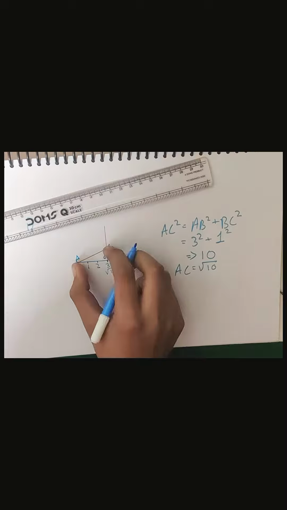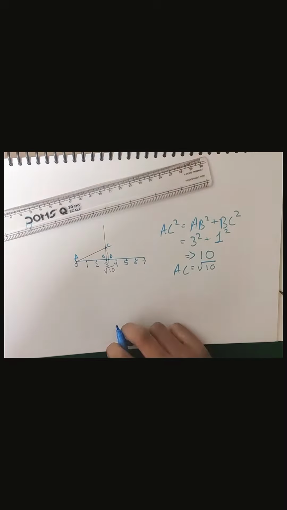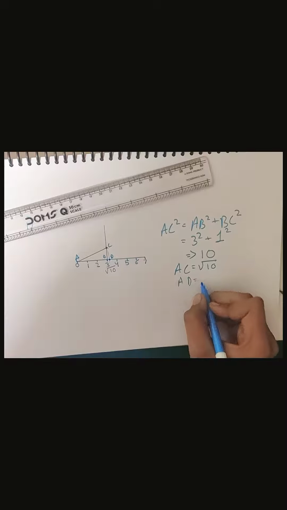So AC equals root 10, and we have taken the same length on the number line. So AD equals root 10.